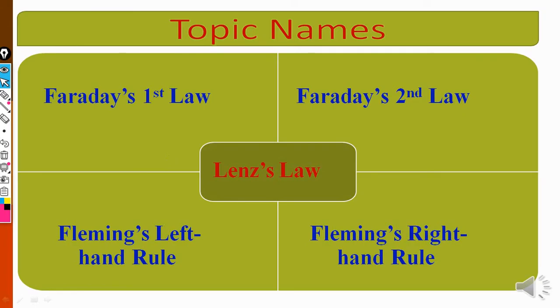Then the next topic is Faraday's law of electromagnetic induction. Faraday's law is classified into two types, the first law and the second law. We also need Fleming's left hand rule, which is very important, and Fleming's right hand rule, and all these laws depend on Lenz's law. That means these four parameters are very important in electromagnetism.